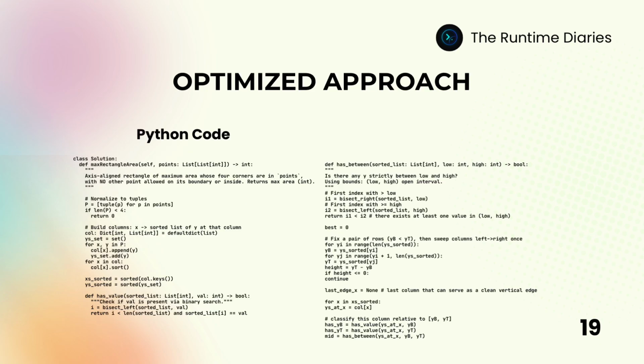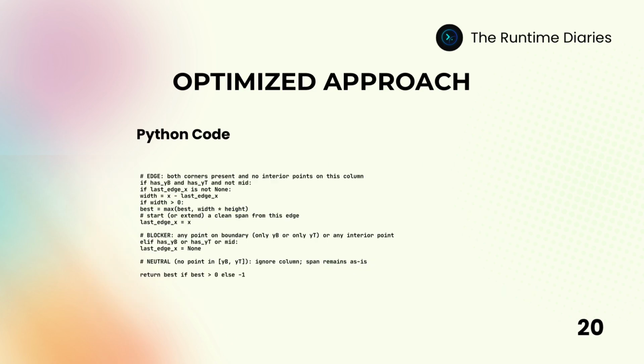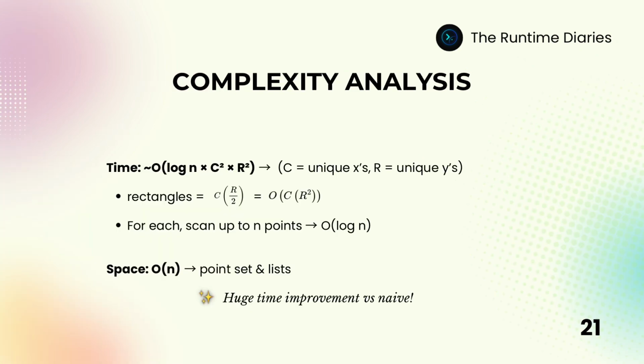Alright, time to talk numbers. If you build your columns in O of n log n or O of n, and you run the sweep for each pair of rows, that's about O of r squared times c total. That's orders of magnitude faster than the naive method, and in practice it runs instantly for small to medium datasets.